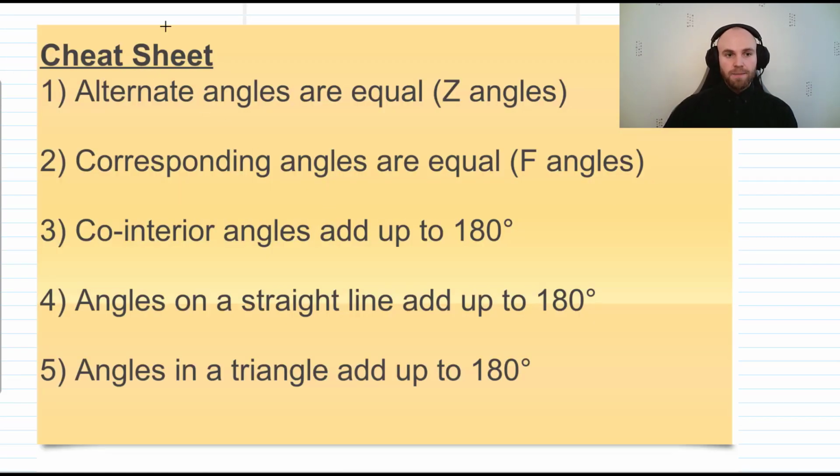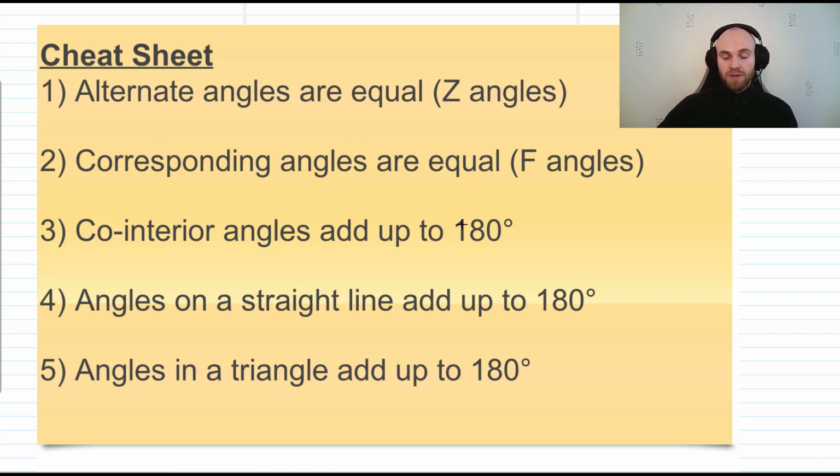So if we go to the cheat sheet, we need to know that alternate angles are equal. We would call these Z angles. We wouldn't name them Z angles in the exam because you wouldn't get a mark. You need to say alternate angles, but they have this Z shape. Number 2, corresponding angles are equal, and these are known as F angles. Again, we call them corresponding angles in the exam, not F angles, because you won't get the mark.